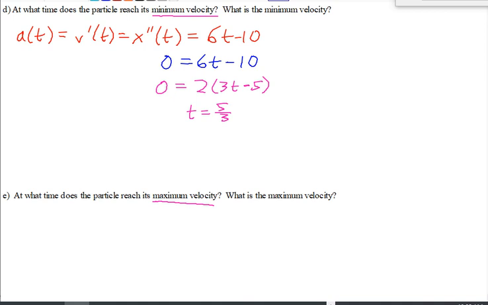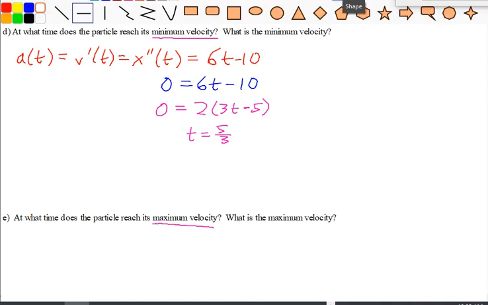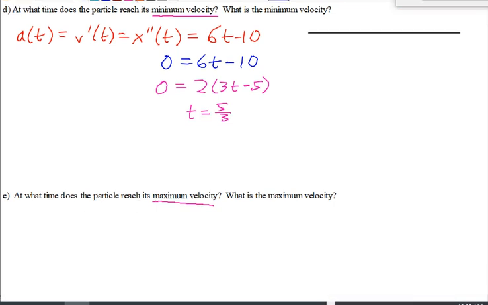So then we can draw our number line again. Again, we're just looking on the interval from 0 to 3, and 5/3 is in there. But this time, it's acceleration that's on our number line. And 5/3 makes the acceleration 0. So if we test 0 here, that's going to make this negative acceleration. If we test 3 or 2, that's going to be 9 minus 5, positive.